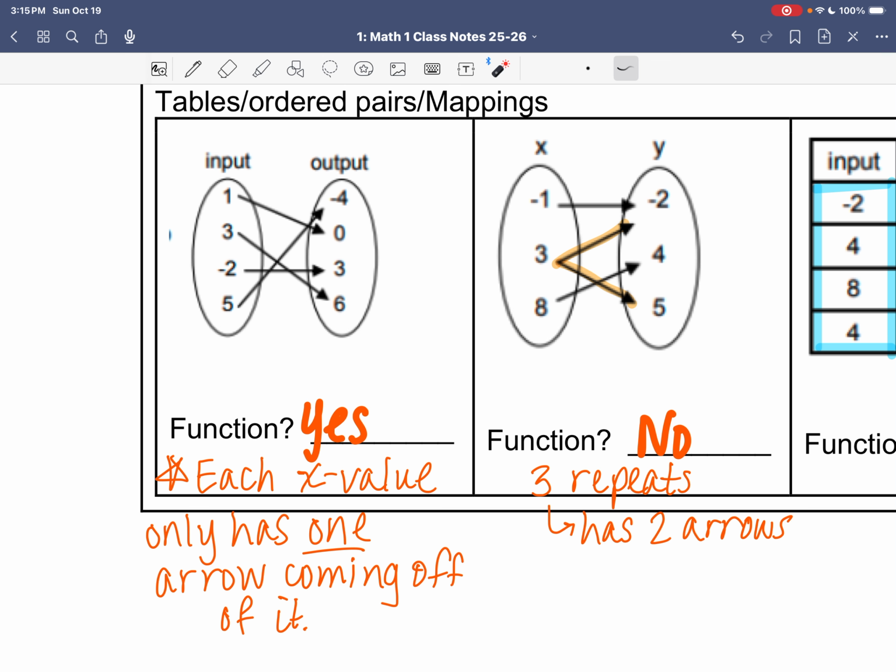So if you notice, yes, this is a function because each x value has only one arrow coming off of it. So if you look, one arrow, one arrow, one arrow, one arrow. So the answer is yes. Now this one is no. The reason why is I've got one arrow here, but look at 3. 3 has an arrow coming off here and an arrow coming off here. So since 3 repeats, it has 2 or more arrows, this would be not a function.